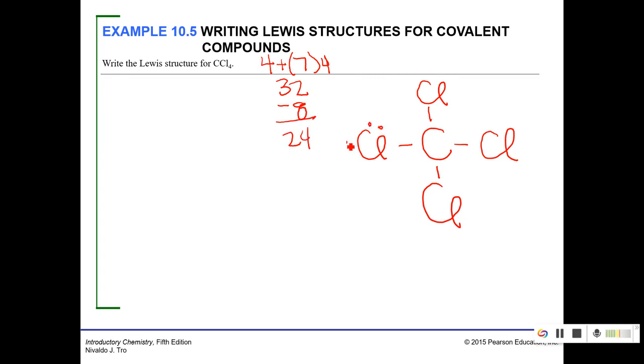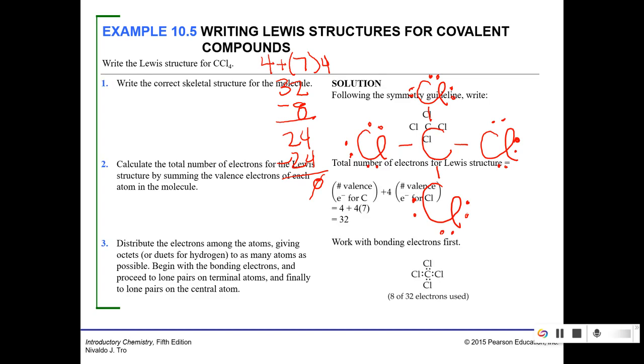Remember, the outside atoms get 6 dots each. Y'all, please remember these dots come in pairs. They're called lone pairs. That one's hard to see. There we go. Okay, that is 24. Everybody has 8 in this drawing. It is done. Completed.